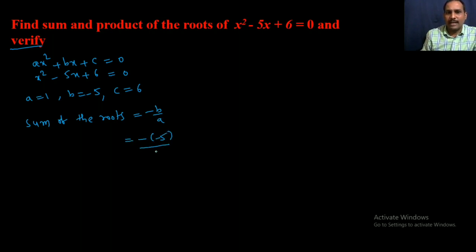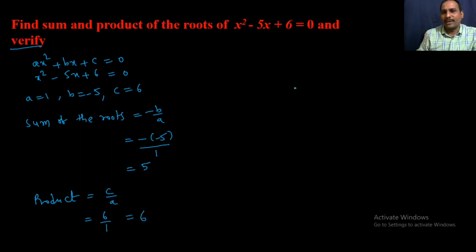Minus b by a is minus of minus 5 by 1, which is 5. That is the sum. And what is the product of the roots? It is c by a. What is c here? 6 by 1. That is 6.